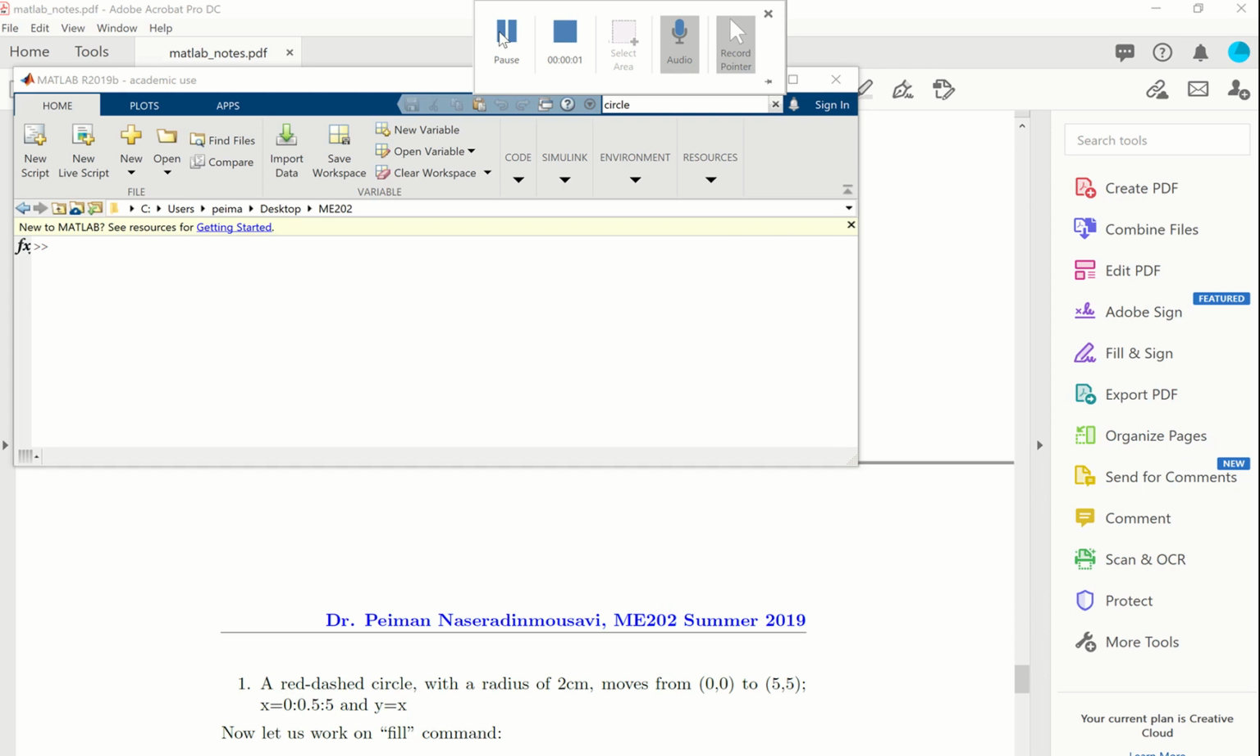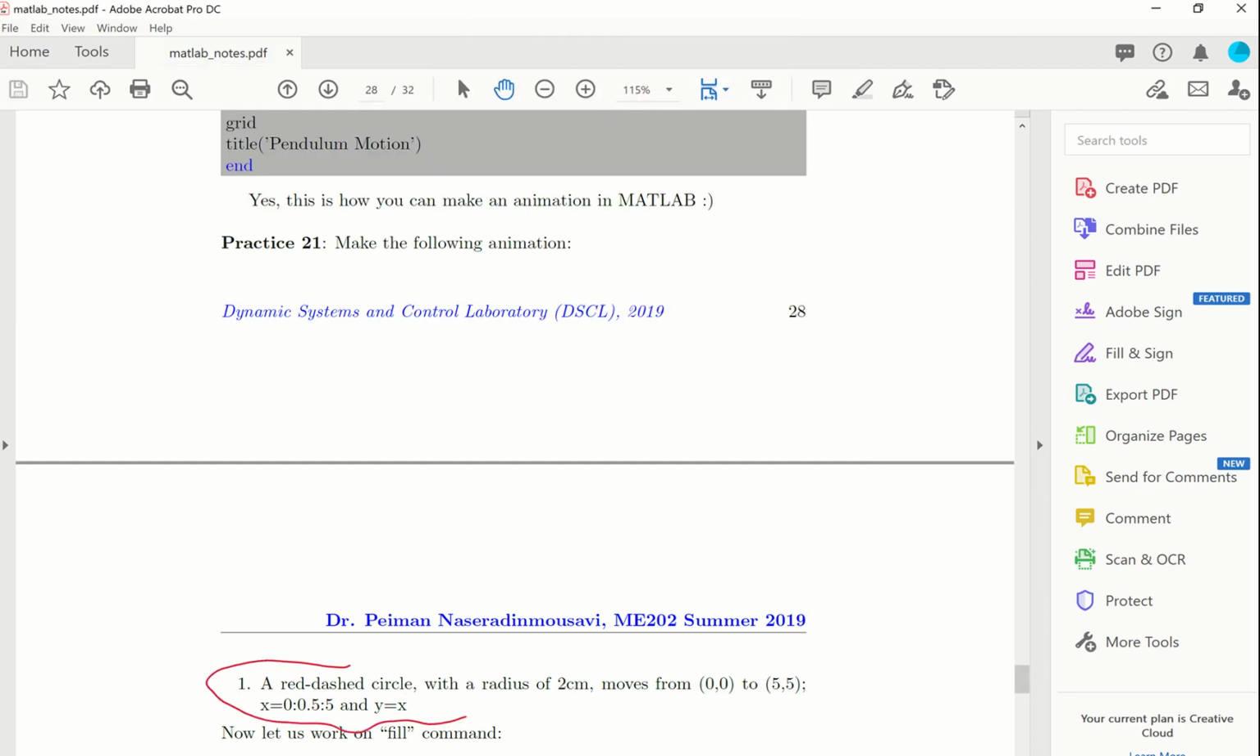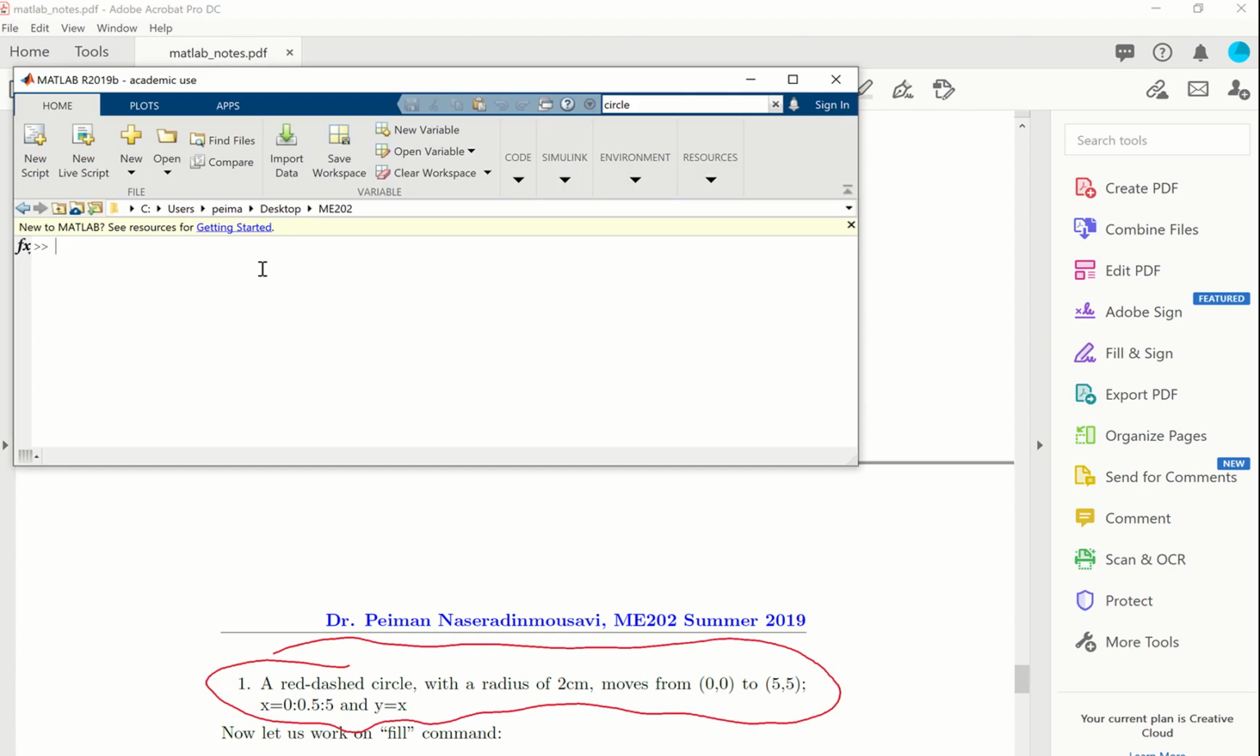Okay guys, we are continuing with the animation in Matlab. So I'm going to continue with this homework that I assigned to you. As you see here, the task is plotting a red dashed circle with a radius of 2 centimeters that moves from (0, 0) to (5, 5). Okay, so I hope that you have done that.